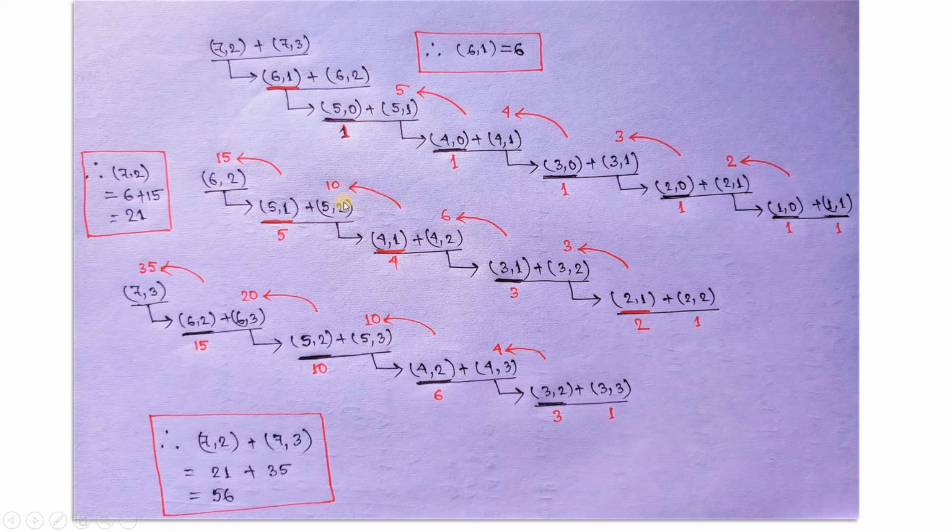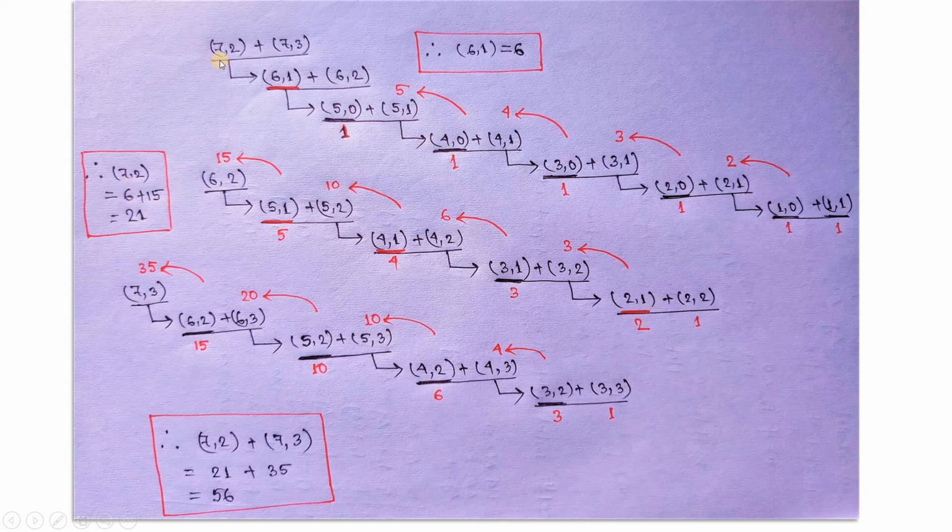So 10 will be returned to this 5.2. So now our value of 5.2 is 10 and our value of 5.1 is 5. So 10 plus 5 will be 15, and this value will be returned to 6.2, and our value of 6.2 will be 15. Okay, so before, we calculated the value of 6.1 was 6 and now we have calculated the value of 6.2 which is 15. And we'll add these two values and return this to 7.2. 7.2 value will be 6 plus 15, that is 21.